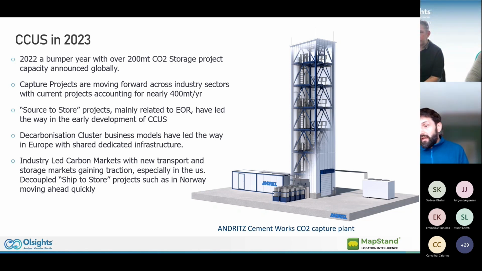What we also see is other business models emerging, which are more industry-led carbon market type models, which only look at specific elements of this value chain. For instance, the pipeline and transportation part, or the storage part. So we see ship to store type markets opening up and already functioning in Norway, where CO2 emissions can be taken from almost anywhere to a centralized storage facility.